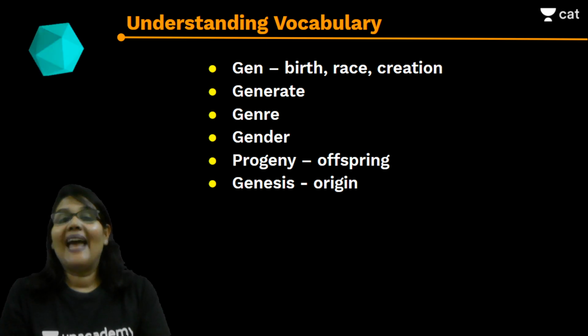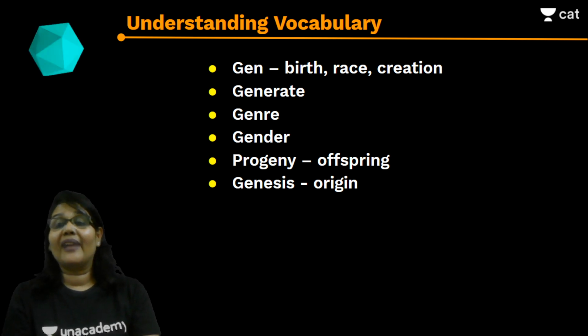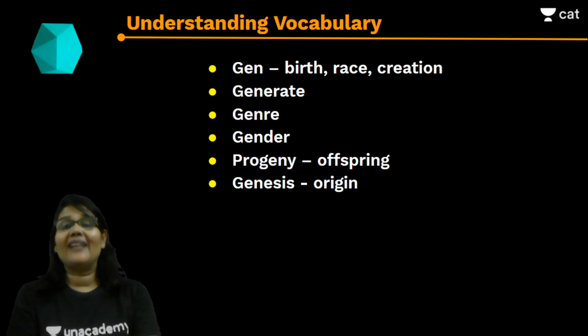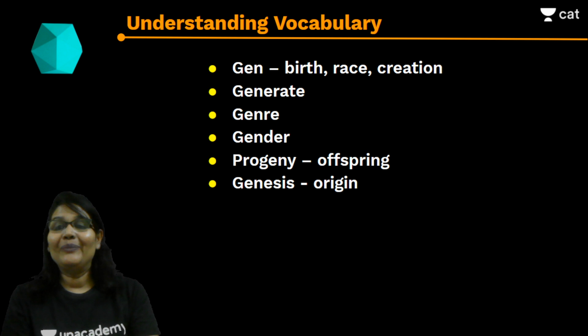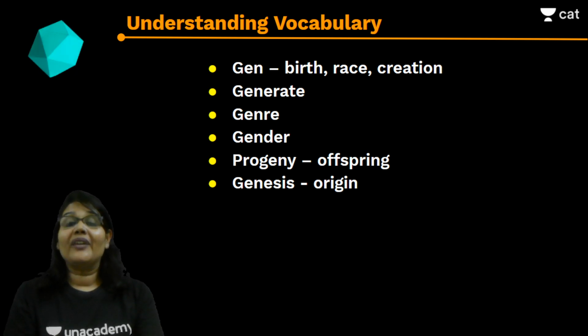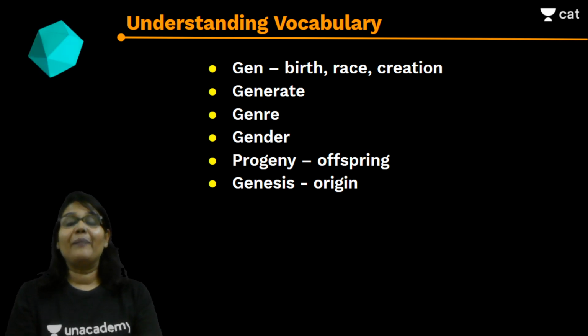Gen. The meaning of gen would be connected to birth, race or creation, right? Now let's look at the words which can be derived out of this. Generate. Generate means produce. Produce is connected to birth. Rings a bell? Great. Then you have genre. The pronunciation is genre and not genre. Okay, genre. Genre means a type.